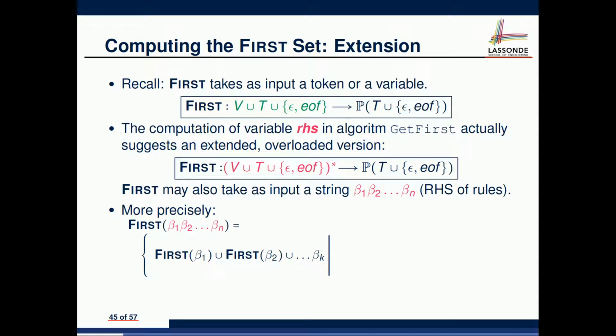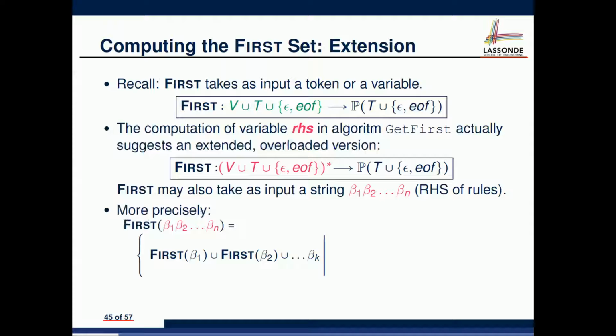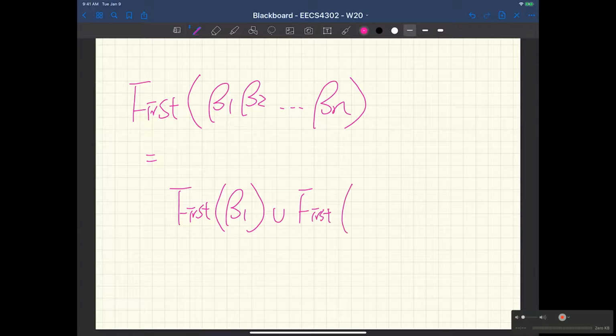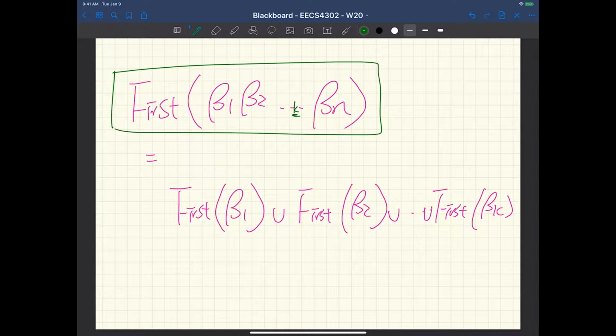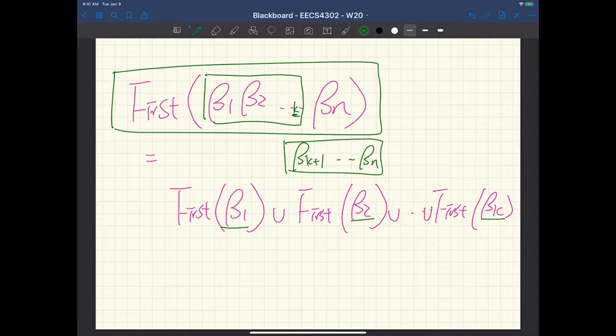The first of beta 1, beta 2, all the way to beta n. And then first of beta 1 union, all the way to the first of beta k. Imagine that k is somewhere in the middle, the index. If I tell you that the first of this particular sequence is simply the union of the first of beta 1, beta 2, all the way to beta k, and starting from beta k plus 1 all the way to beta n, those first sets are not included. That's a general definition. But what does that really mean?